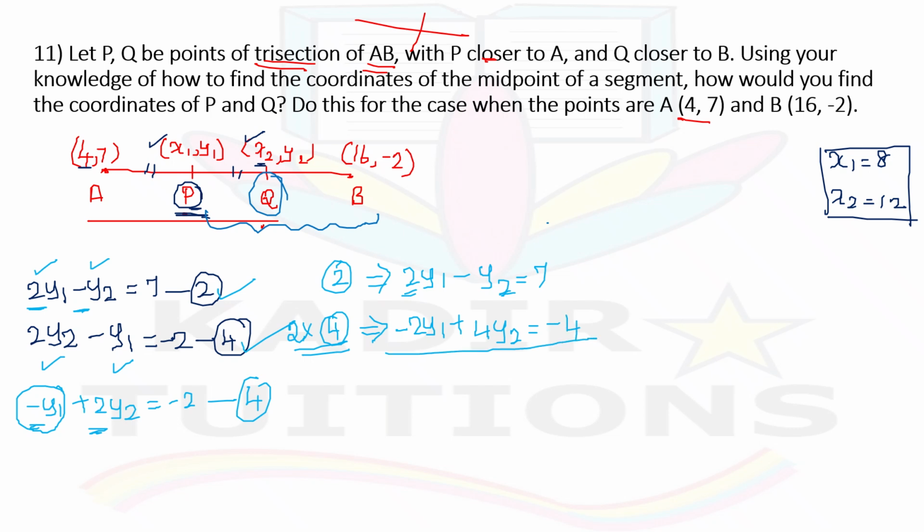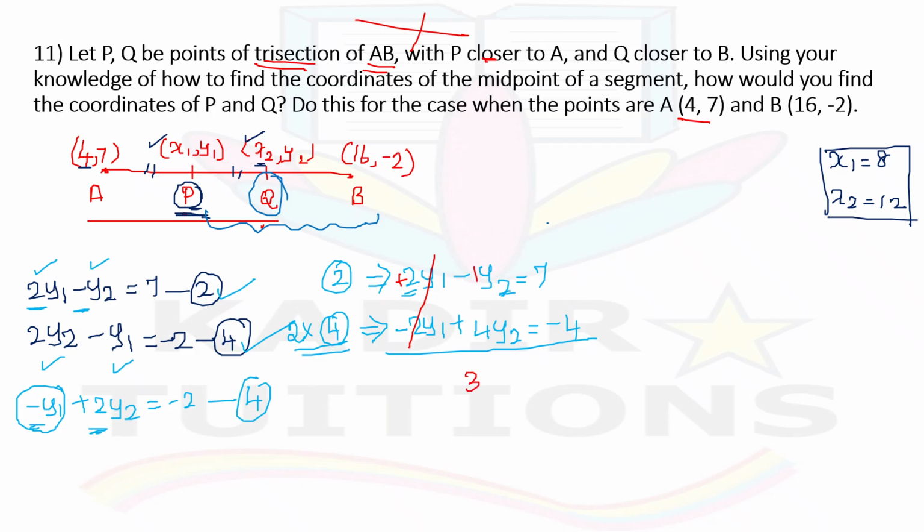Now equation 4 has been changed to this after multiplying with 2 throughout. If you see, this is plus 2y1 and this is minus 2y1. So when you add it, it is going to get cancelled. And the same we need to do for all the terms. So it is minus 1, this is plus 4.